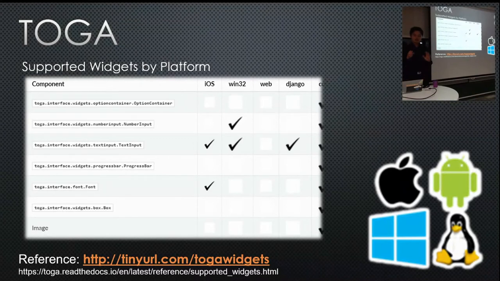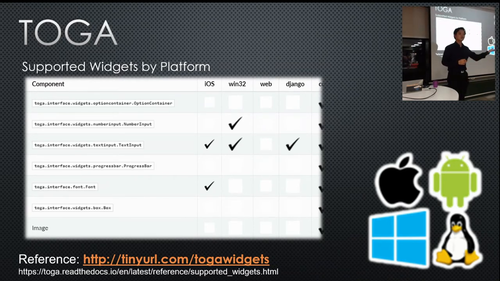So Toga, these are the widgets supported by the platform. Of course, if you're using a widget that does not exist in your target platform, it won't work. So if you want to run on, let's say, three or four platforms, when you develop your Toga application, you need to ensure that the widgets you're using are supported in your target platform. So you may ask, what's the current state of Toga?